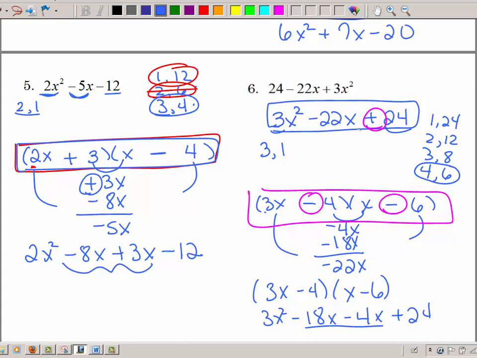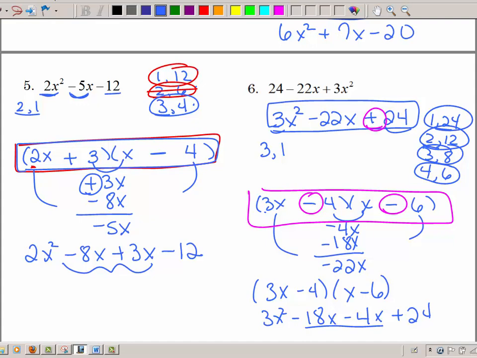I knew I couldn't put 6 with the 3, but if that wouldn't have worked, then I would have tried this, and I know I couldn't have put the 3 with the 3. That didn't work. I'd try the 2 and the 12. If that didn't work, I'd try the 1 and the 24. And if none of them worked, that would be prime.